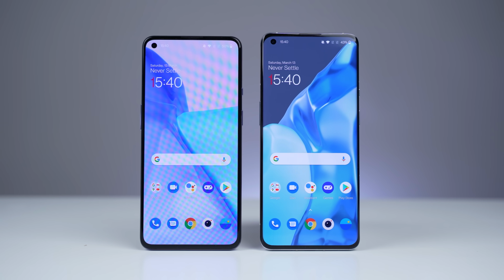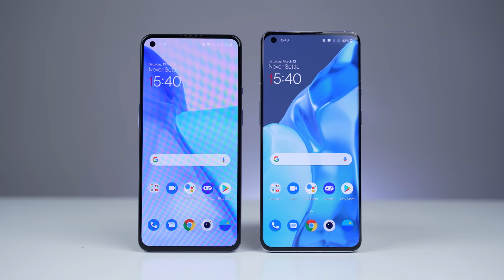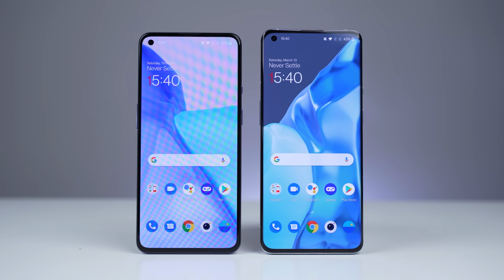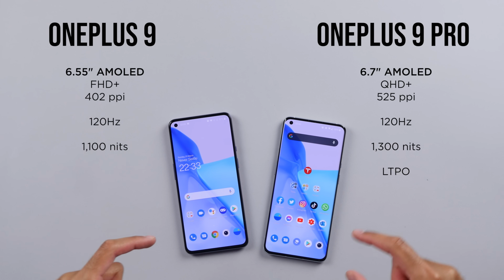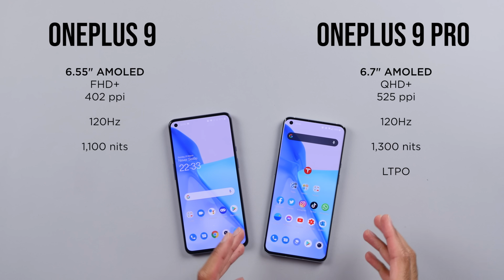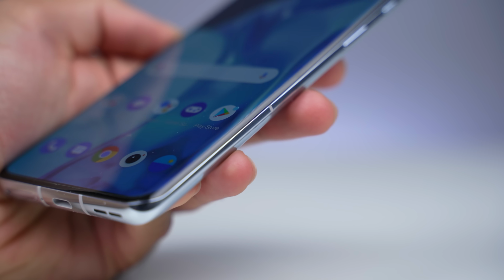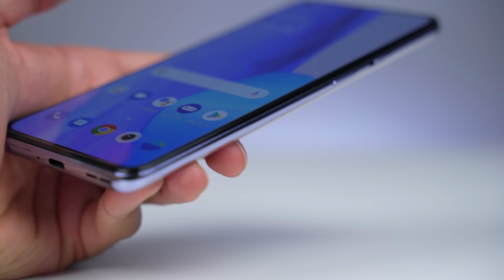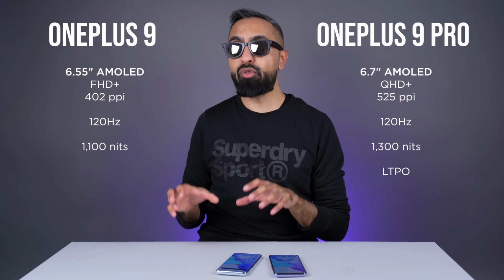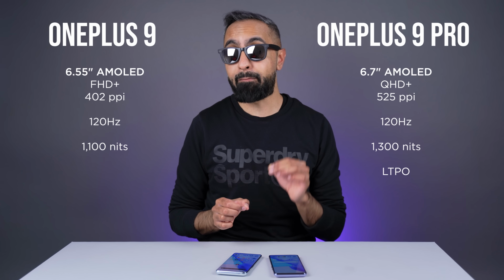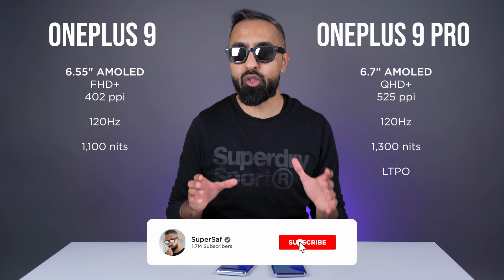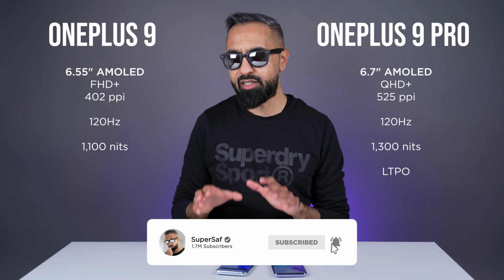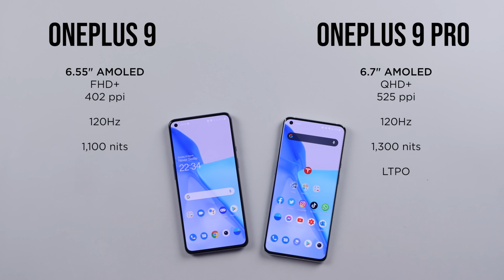So initially, I want to start off with the displays. The OnePlus 9 Pro does have an overall better display. We've got small bezels with a punch out on both devices, but the bezels do seem slightly smaller on the OnePlus 9 Pro because it has more of a curved display versus the flat display, which actually some of you may prefer on the OnePlus 9. And although both are AMOLED displays with a maximum refresh rate of 120 Hz, we do have some key advantages on the OnePlus 9 Pro.